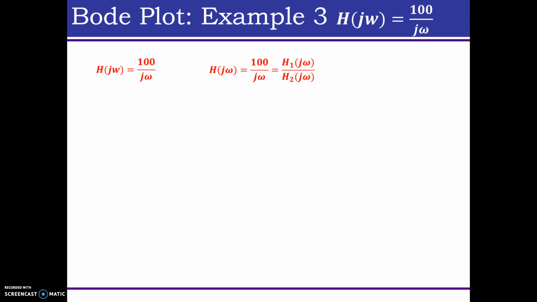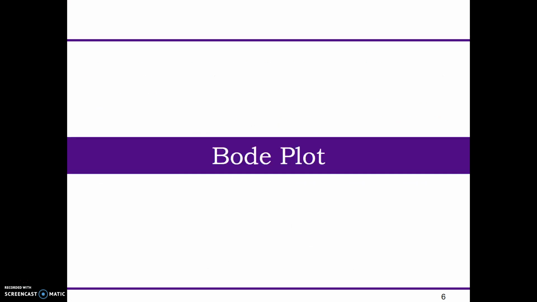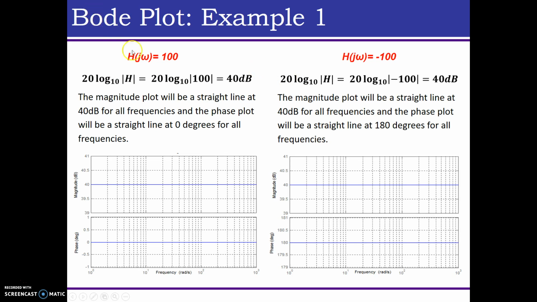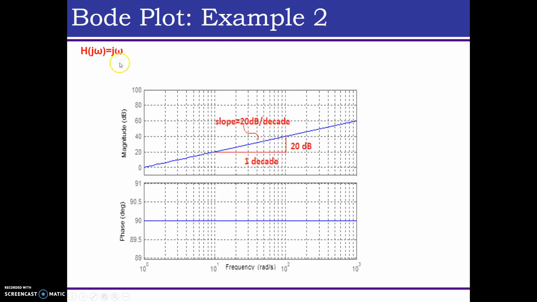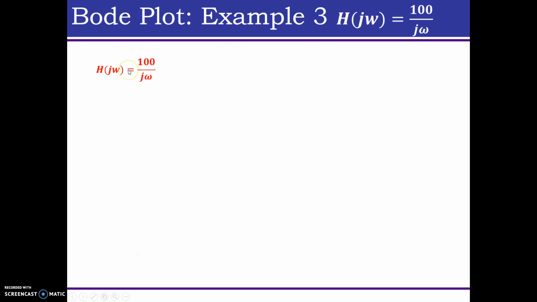Now, if you go back to what we had done in example 1 and 2, one was h equals 100 and example 2 was h equals j omega. So we are basically saying that this new transfer function for example 3, h of j omega, can be written as transfer function h1, which we saw in example 1, and h2 equals j omega, which we saw in example 2. Now, how can we take advantage of the Bode plot that we've already drawn for example 1 and 2 to come up with a Bode plot for example 3?